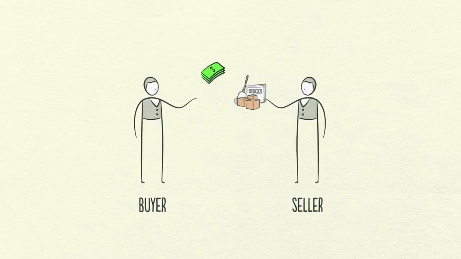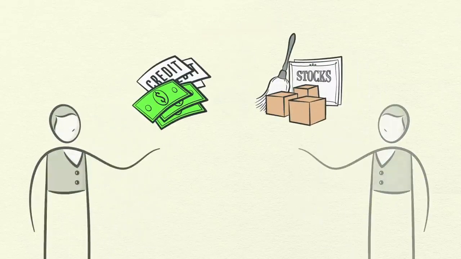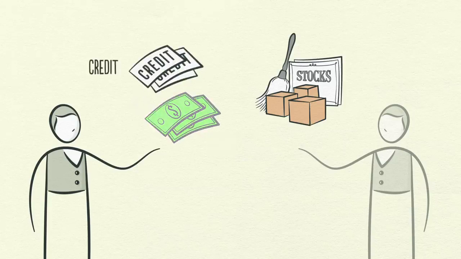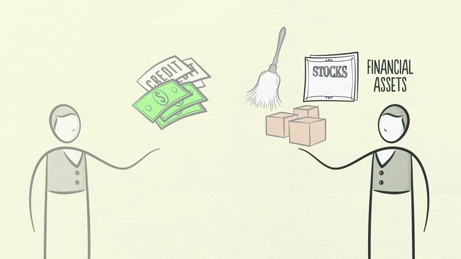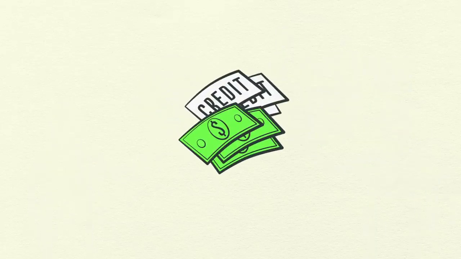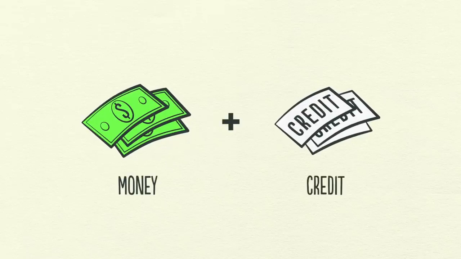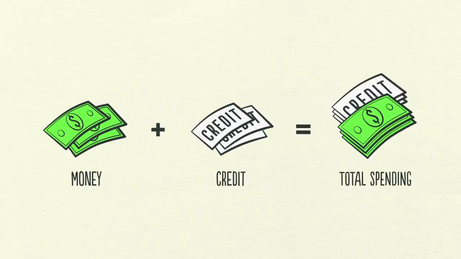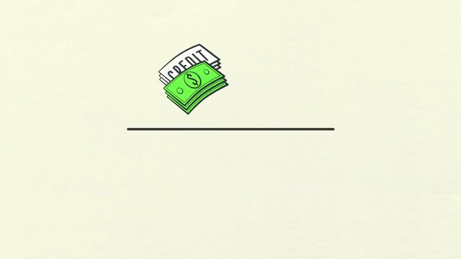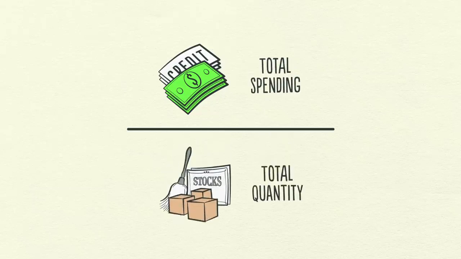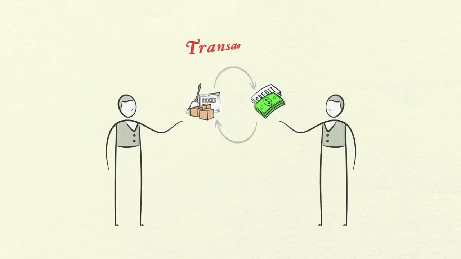Every time you buy something, you create a transaction. Each transaction consists of a buyer exchanging money or credit with a seller for goods, services, or financial assets. Credit spends just like money, so adding together the money spent and the amount of credit spent, you can know the total spending. The total amount of spending drives the economy. If you divide the amount spent by the quantity sold, you get the price. And that's it. That's a transaction.